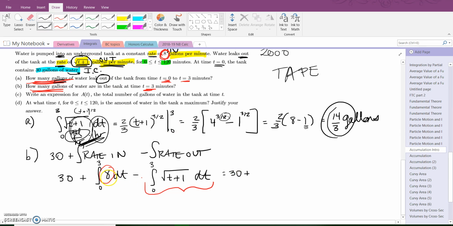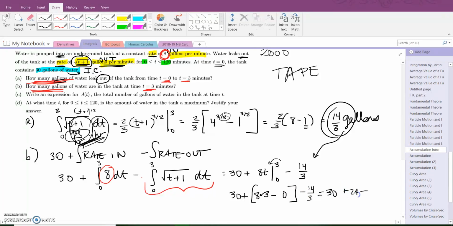30 plus, now the antiderivative of 8 is 8t from 0 to 3 minus, well, let's just pull this answer from A and get 14/3. So that means I have 30 plus 8 times 3 minus 8 times 0 is 0, minus 14/3. So 30 plus 24 minus 14/3. Now you might have gotten 24 and you might think, why do I even need an integral? Because 8 gallons per minute for 3 minutes is just 24. You could just jump to 24, but it's good to talk about a rate in.